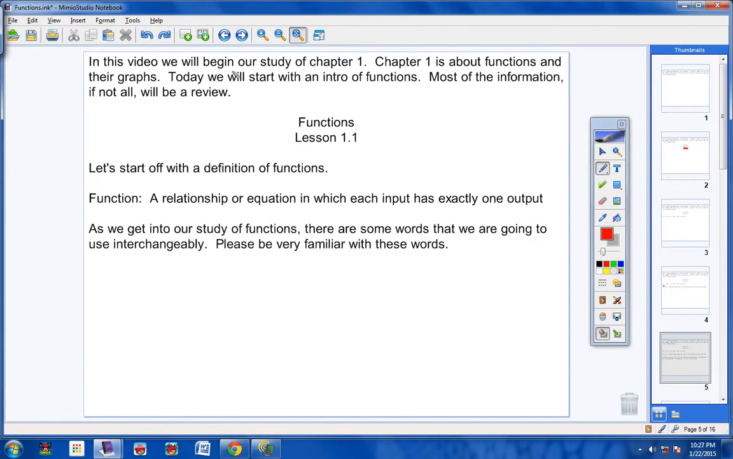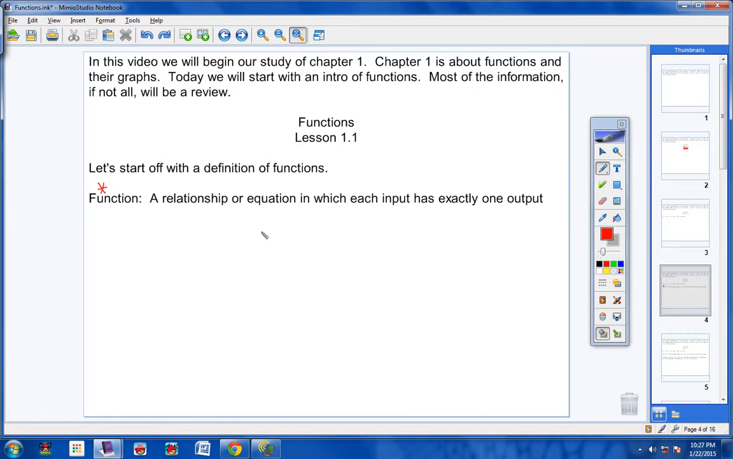Now, as we get into our study of functions, let me give you an example of what I'm talking about here, okay? When I say input, I'm talking about something like this. I have an input for my x. Let's say I put in 3. And when I put a 3 in, I get an output for my y value. My y is my output of 1. So 3 was my input and 1 was my output, okay? That's what I mean when I say input, output.